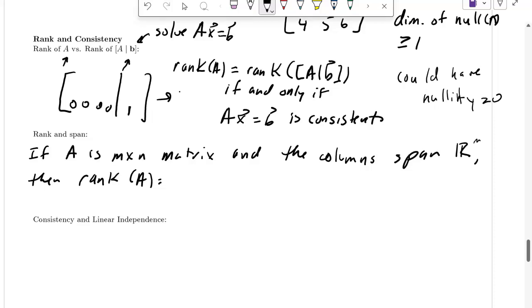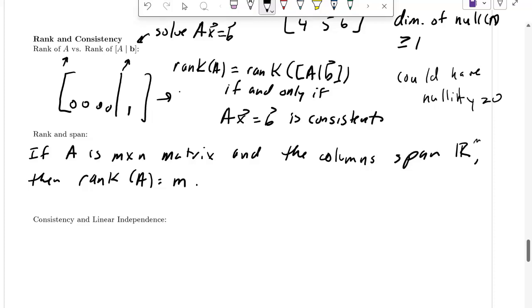Probably greater than or equal to 1. But in particular, what does it have to equal in this case? It has to equal the M, right? Because there's M rows. Remember, span corresponds to a pivot in every row. There are M rows here, so we have to have a pivot in every single row. That means we have to have M pivots, so the rank has to be M.